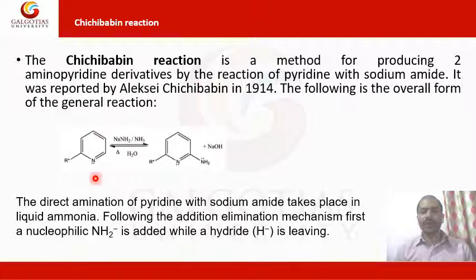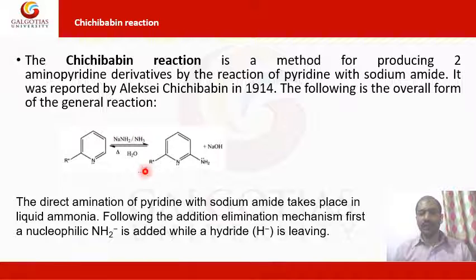So if you see here, by taking this substrate, initially pyridine, in the presence of sodium amide, a substituted pyridine forms, with respect to this nitrogen, with an amino group at the two position: a 2-aminopyridine derivative is formed at the end of the reaction. However, the direct amination of pyridine with sodium amide takes place in liquid ammonia. So here we have to take the ammonia in liquid form.